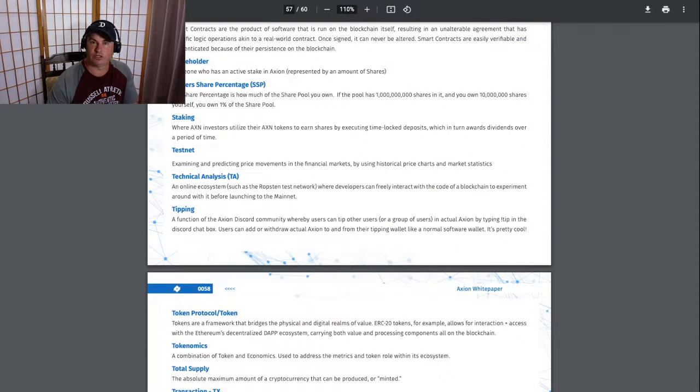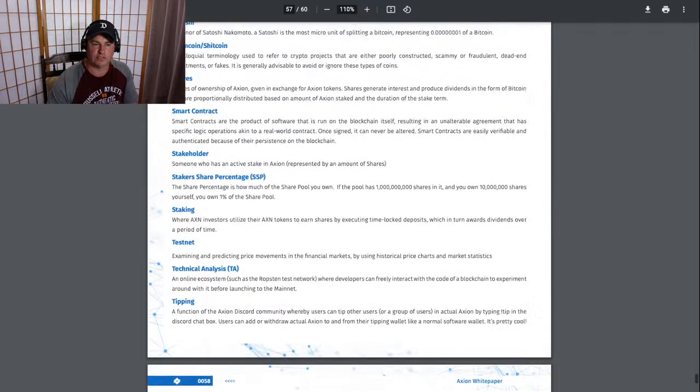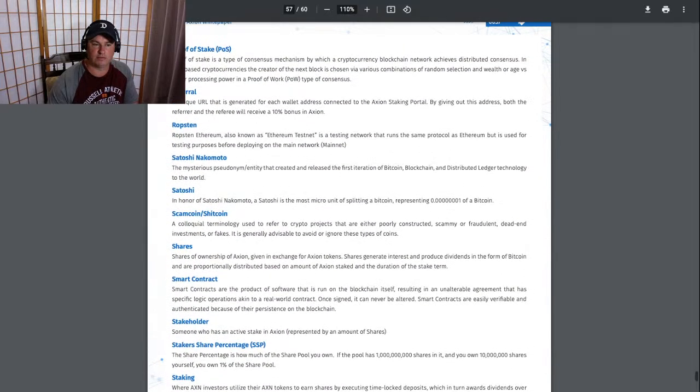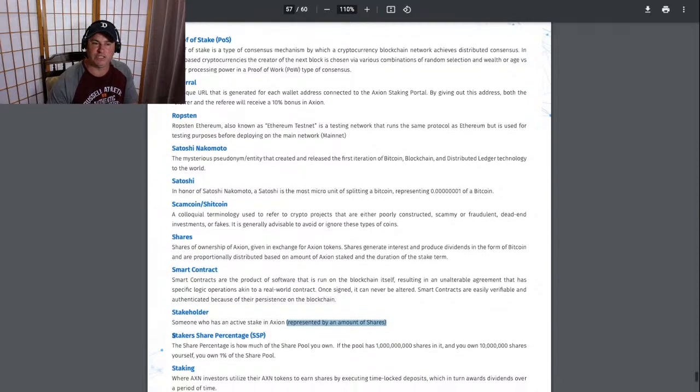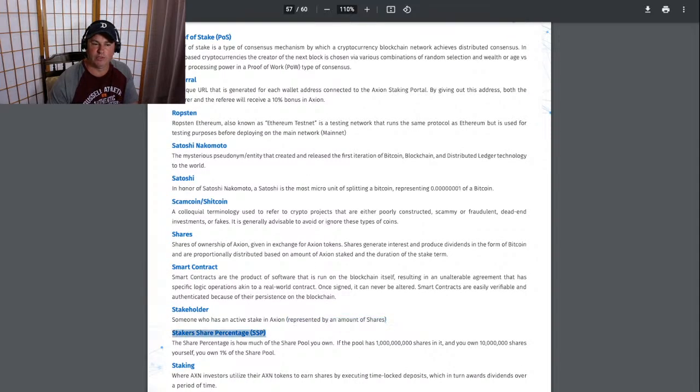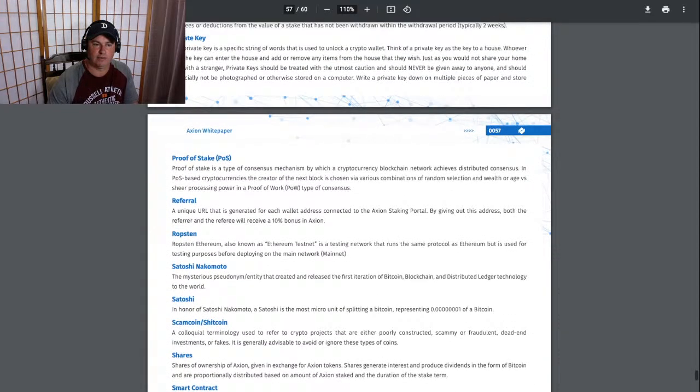Tokenomics, is this economics for the tokens? What else is there? The stakers' share percentage is a very important one for you to know. Depending on how many shares you get, this is your percentage of the reward pool. The share pool is how much of the share pool you own. The pool has 1 billion shares in it. If you own 10 million shares, you will own 1% of the share pool. Pretty simple like that.